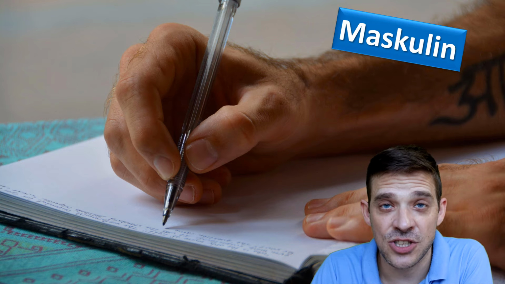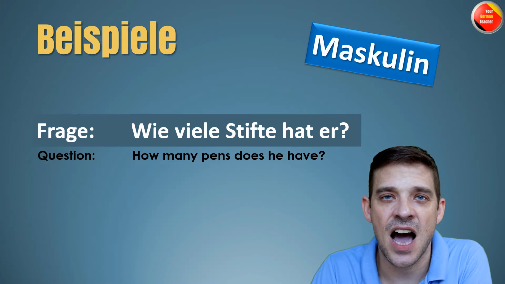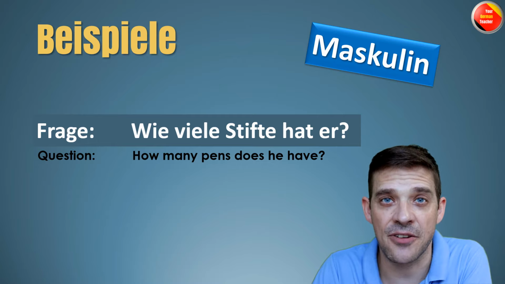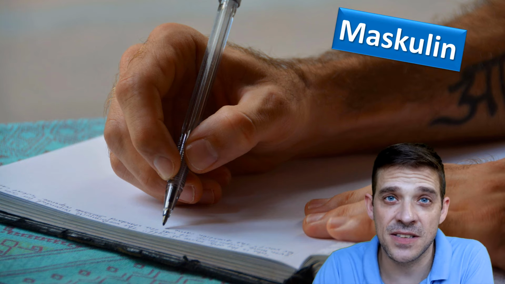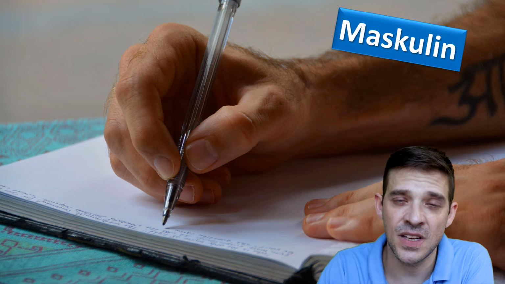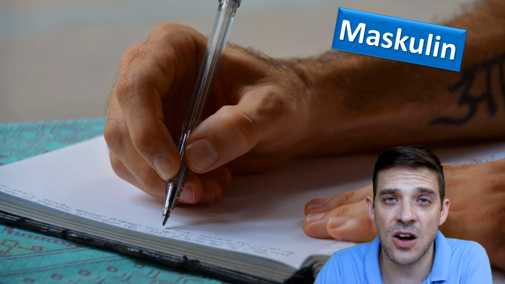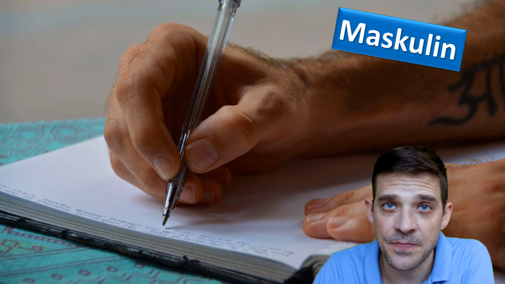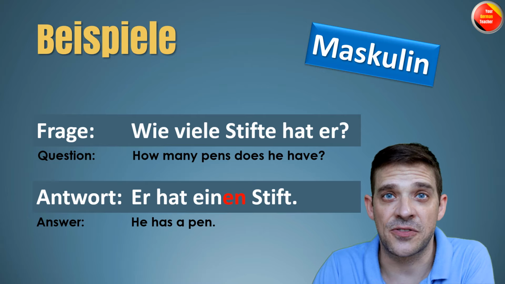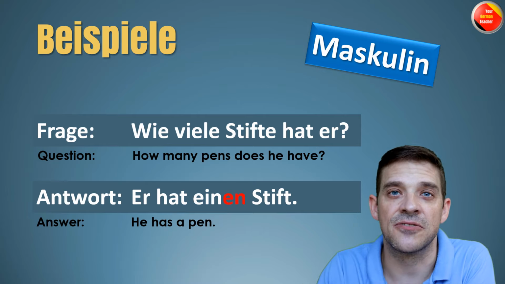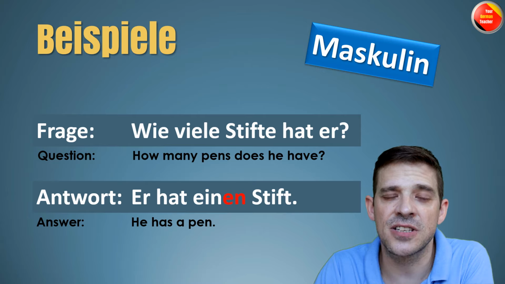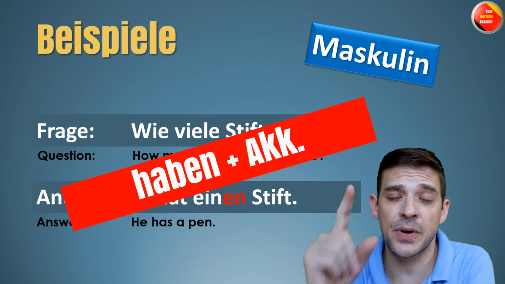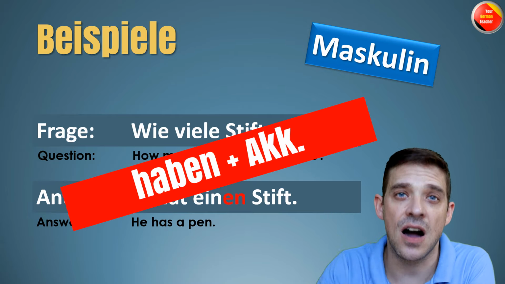Same man, different question. Wie viele Stifte hat er? How many pens does he have? We have a look here again. He has one pen, right? Haben ist plus Akkusativ. Very important verb, haben always with Akkusativ. So the answer would be, er hat einen Stift. Because Stift is masculine, Stift is the object, haben is plus Akkusativ, so you need to change the article. Never forget, haben, important verb, always plus Akkusativ.